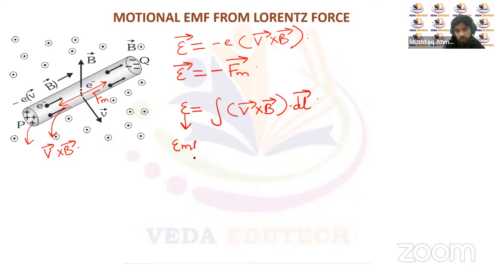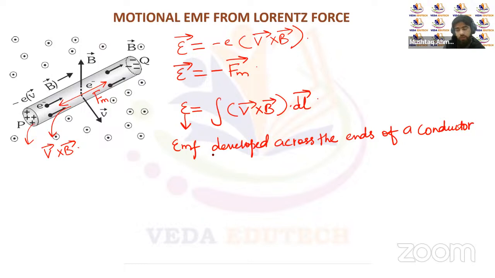So this is the EMF developed across the ends of a conductor due to Lorentz force. So EMF will be developed across the ends of a conductor because of this Lorentz force, right?